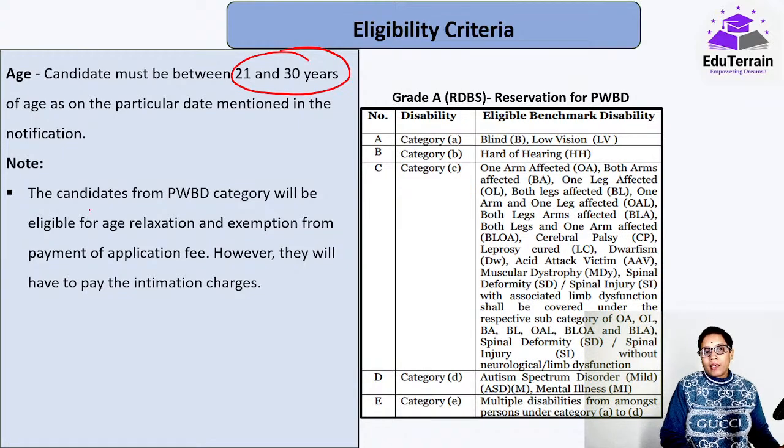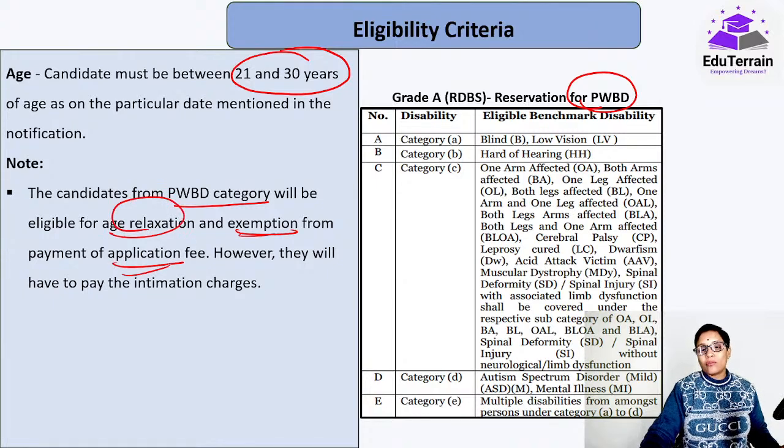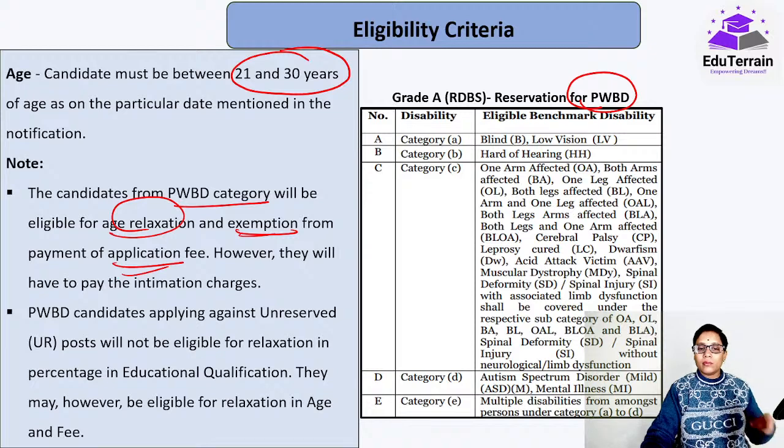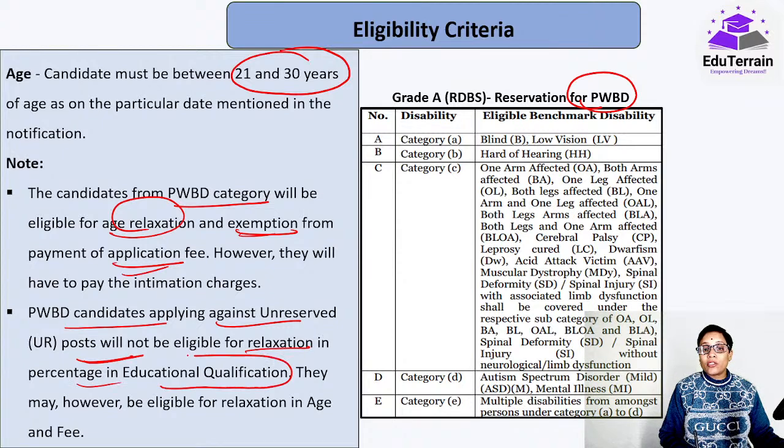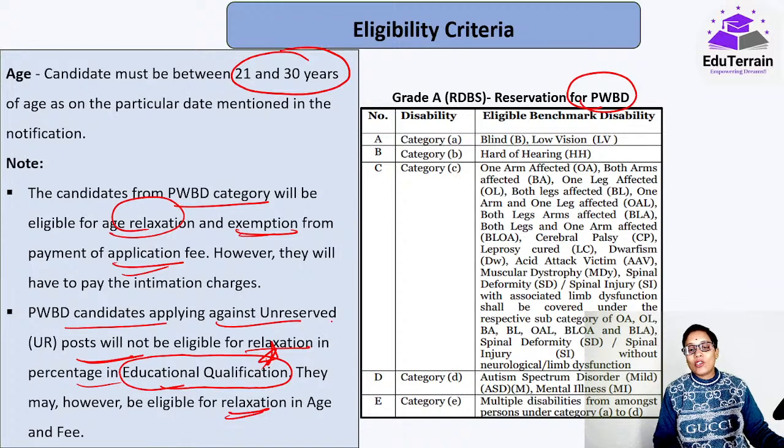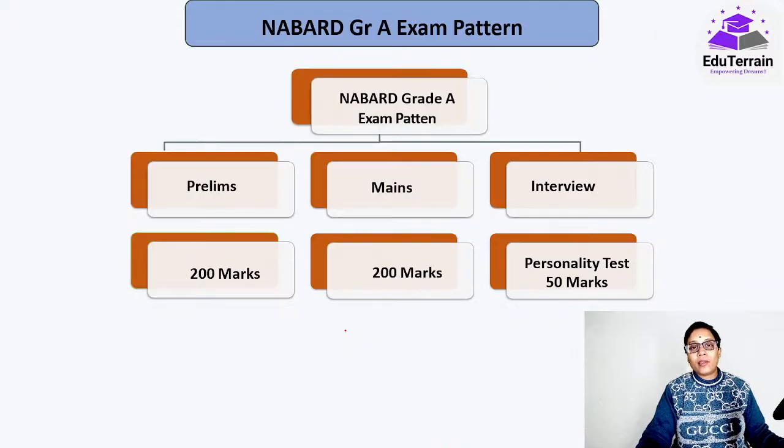See here, reservation for the Divyangjan. So note, the candidates from Divyangjan category, PWBD category will be eligible for age relaxation and exemption from the payment of application fee. However, they have to provide the intimation charges. Okay, and PWBD candidates applying against unreserved post will not be eligible for relaxation in percentage in educational qualification. However, age relaxation मिल जाता है हमको. So very careful one has to be.